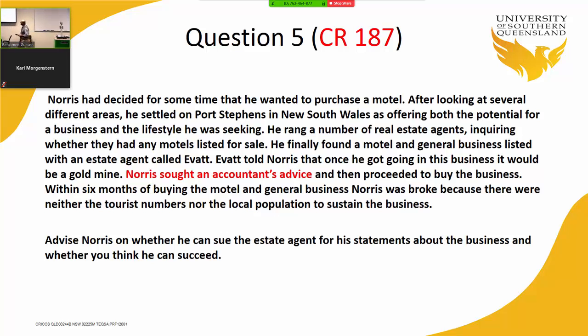There was a duty on Evat towards Norris to take reasonable care in relation to his statement. Which statement? That he'd be able to make a lot of money. Yeah. So the statement that once he got going in this business, it would be a gold mine. All right?